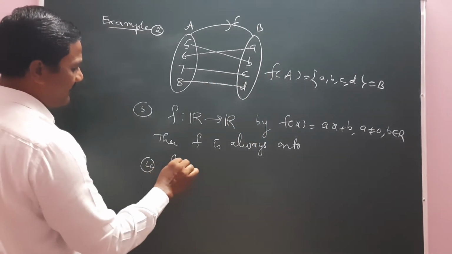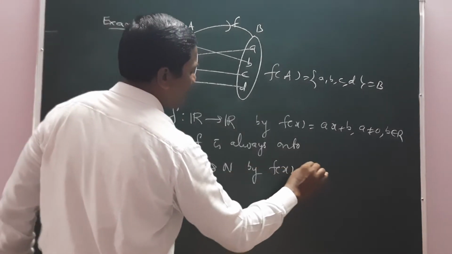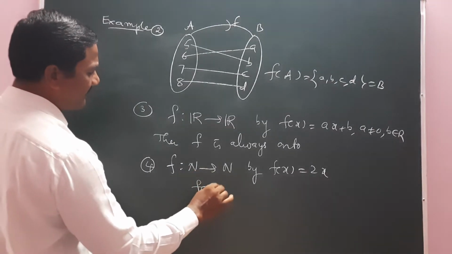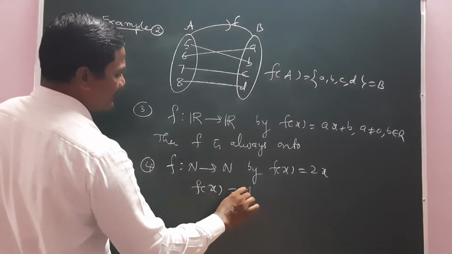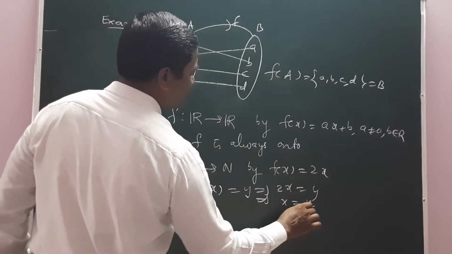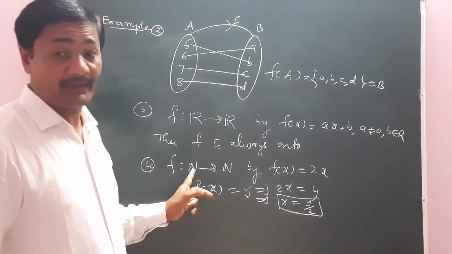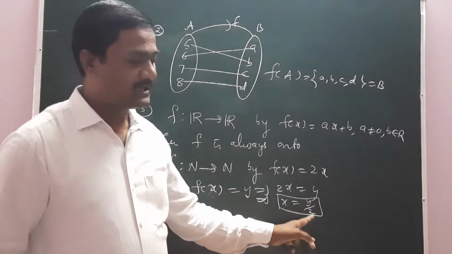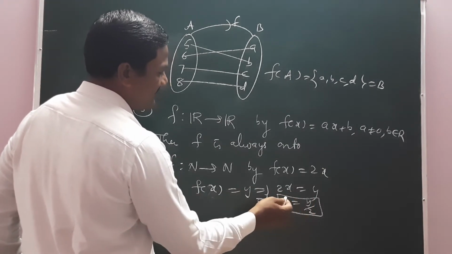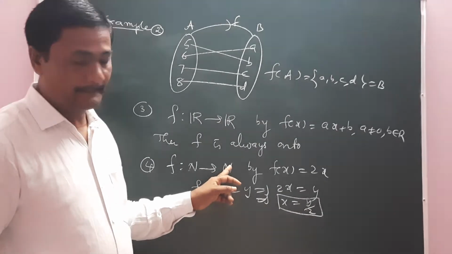Example 4. f from natural numbers to natural numbers by f of x is equal to, for example, 2x. Is it onto or not? Here in this case, f of x is equal to y. We consider f of x, that is 2x is equal to y, which implies x is equal to y by 2. So x is an element of the domain. That means x is equal to y by 2. If x is taken as 1, y is equal to 2. y is an element of N only, right?